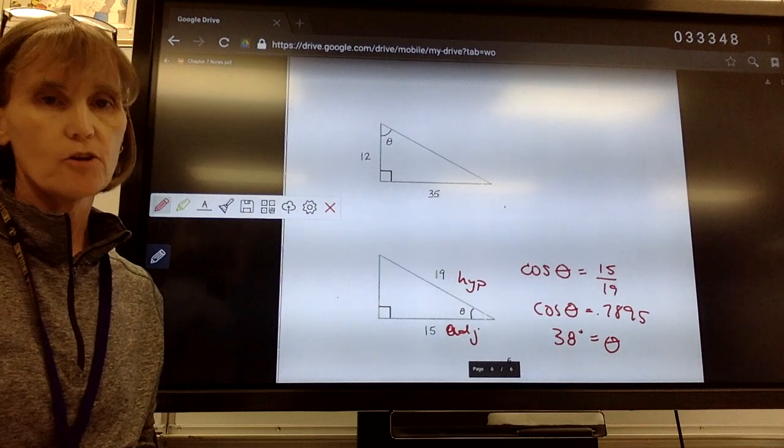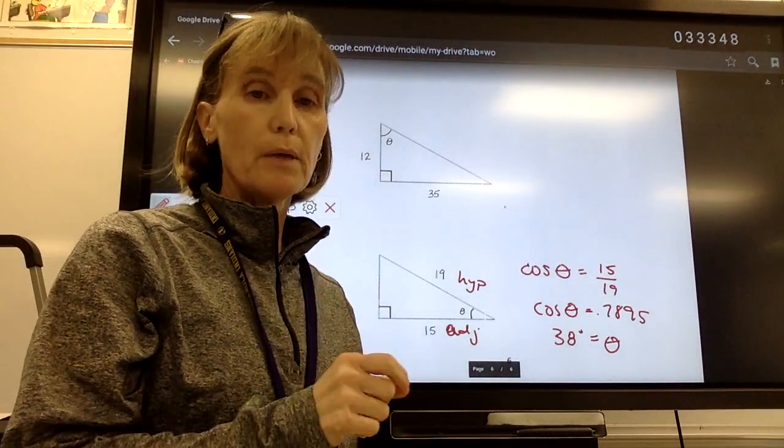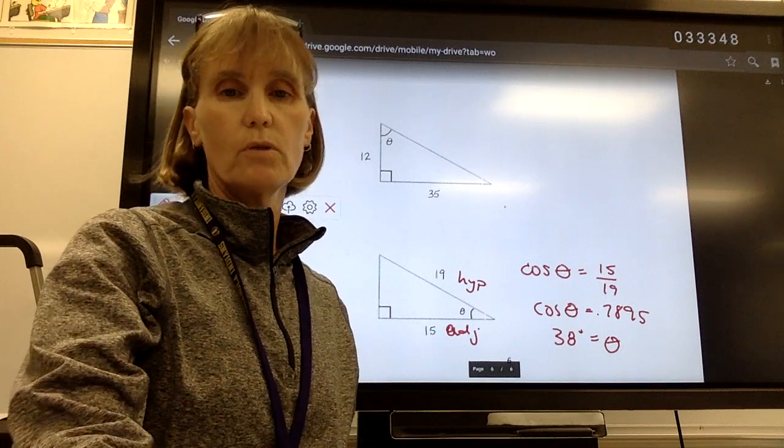That's how you find your missing angle measure, and you have the worksheet. It's labeled 71B on the worksheet, but it's 71C for us.